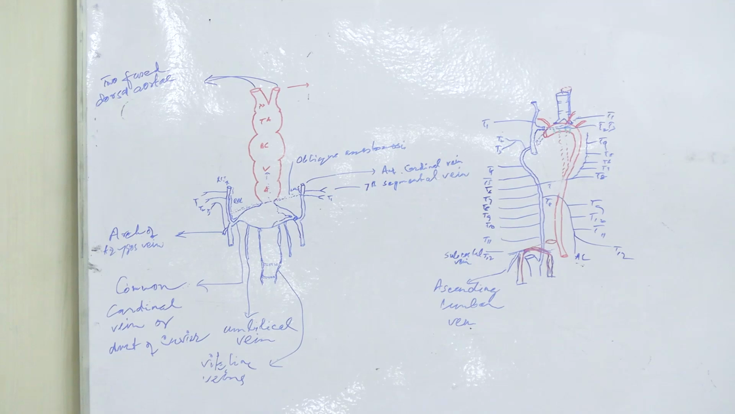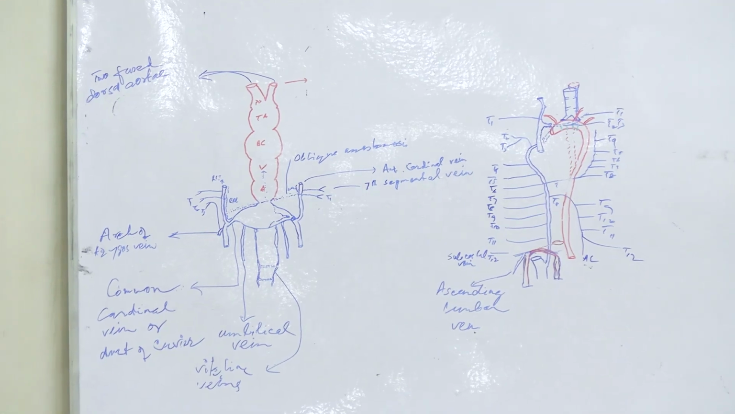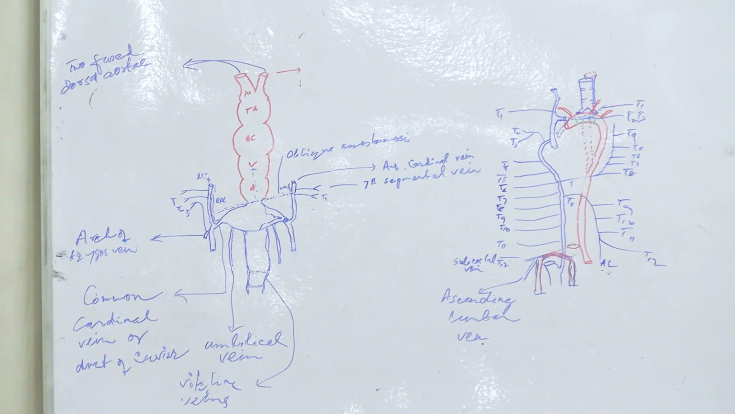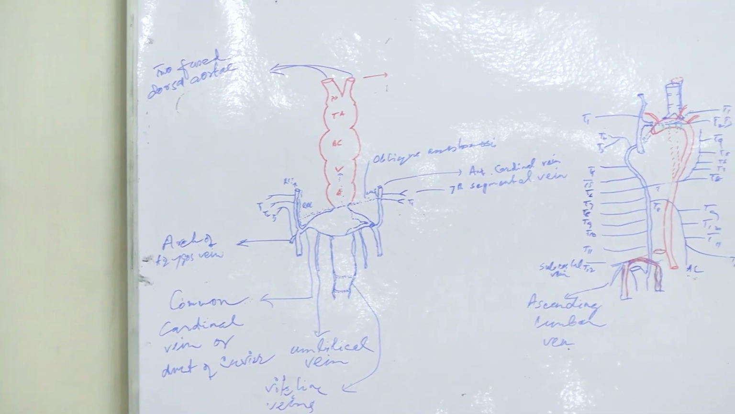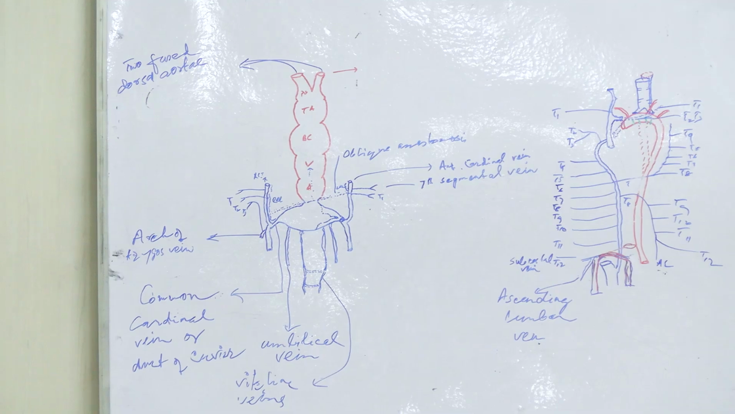Can you see it? Can you see? The labeling may not be able to be seen from a distance, but the diagram, I believe, you can see it.